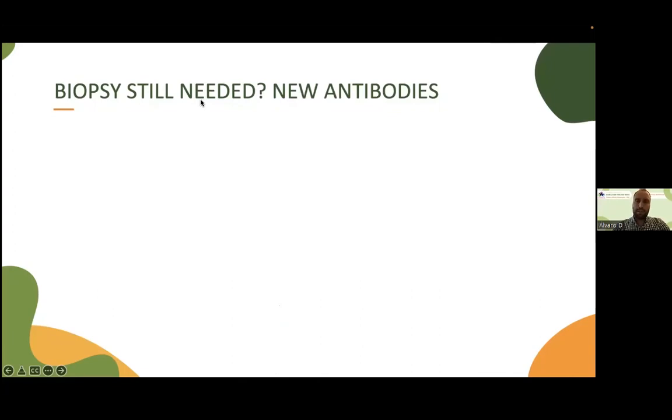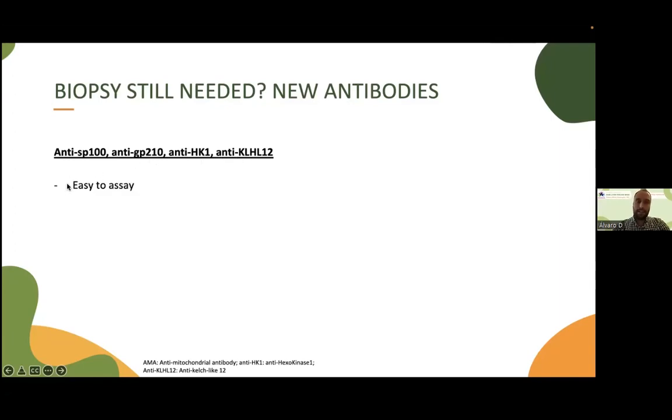So moving to the new antibodies that I mentioned before: anti-SP100, anti-GP210, anti-hexokinase 1, and anti-KELCH-like 12. These are antibodies that are easy to assay. They are easily analyzed from regular blood tests.